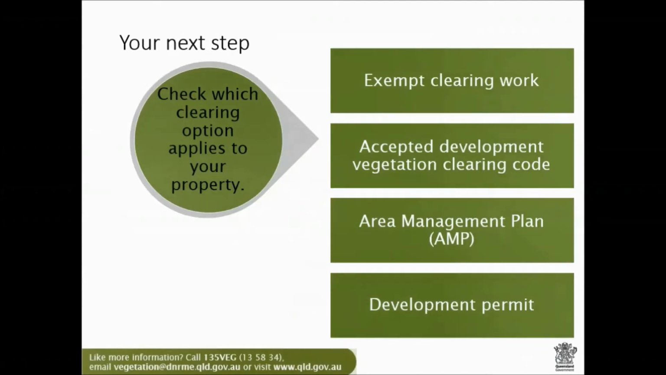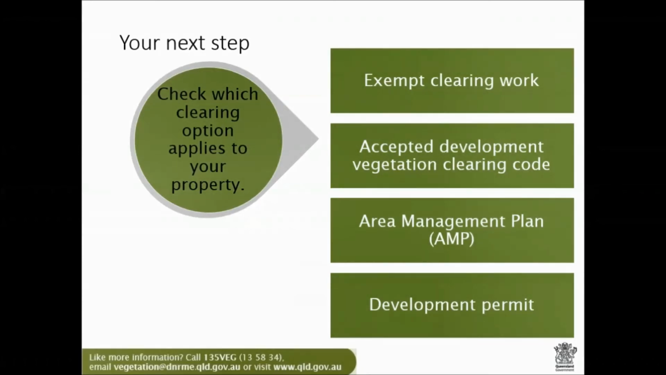What do you do once you've got your property report? So you've downloaded your property report, it's been sent to your email. Check what clearing options apply to your property. So, are you putting a fence line or a track through of least concern vegetation? Probably going to be exempt clearing. You can ring the hotline just to check, but you're probably not going to need anything from us. Other types of property infrastructure are often covered by the Accepted Development Vegetation Clearing Code for property infrastructure. So a lot of things are permissible under that.